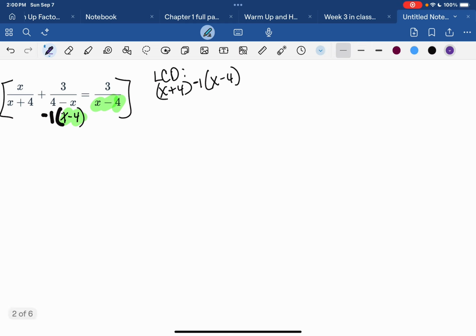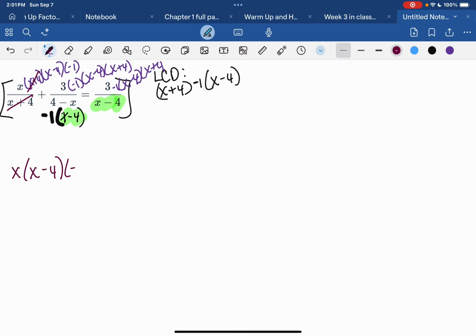So I'm going to multiply all the tops by x plus 4, x minus 4, and a -1. So -1, x minus 4, x plus 4, and we'll just see what cancels. On the first one, I cancel the x plus 4s. I have an x, an x minus 4, and a -1. Second one, I cancel my x minus 4s and my -1. I have a 3 and an x plus 4. And then the third one, I cancel the x minus 4s. I have a 3, a -1, and an x plus 4.